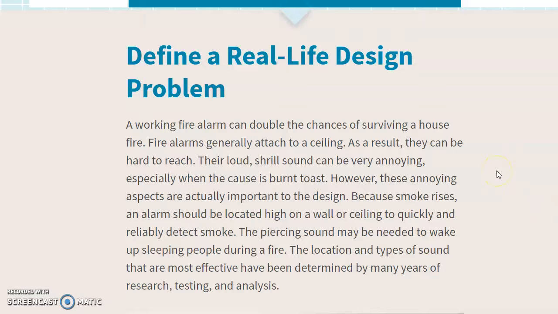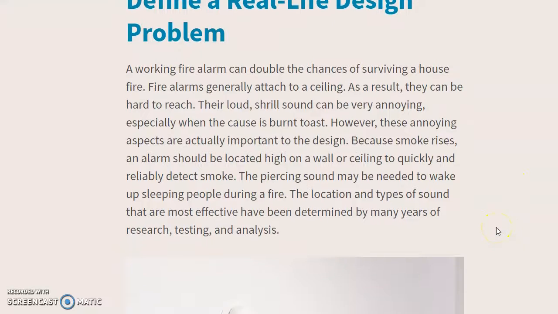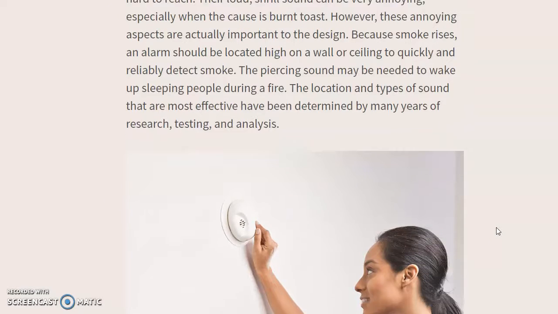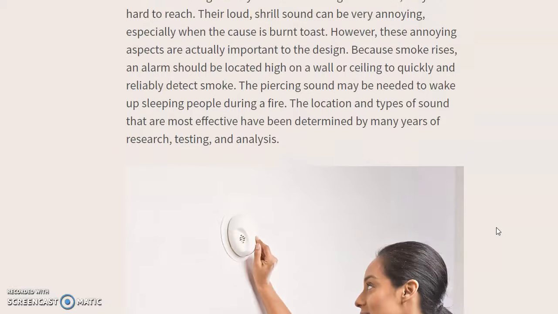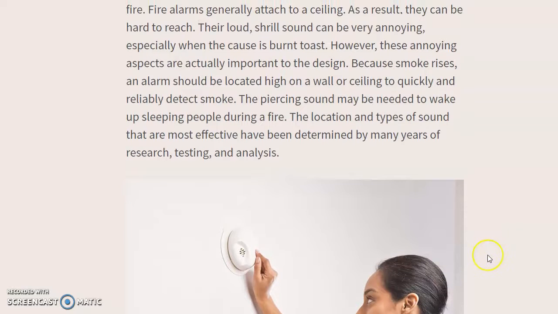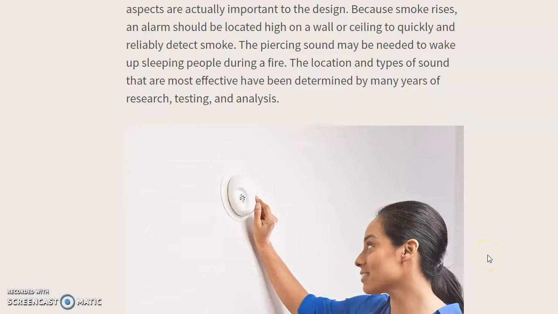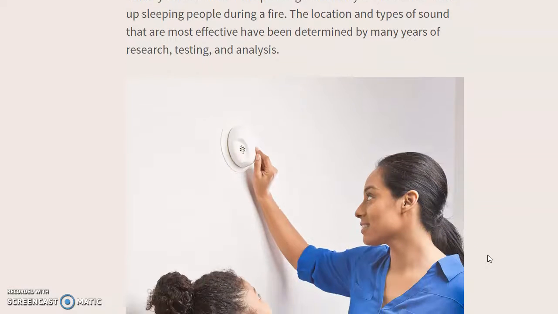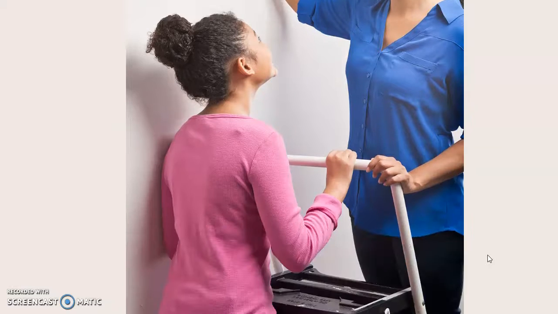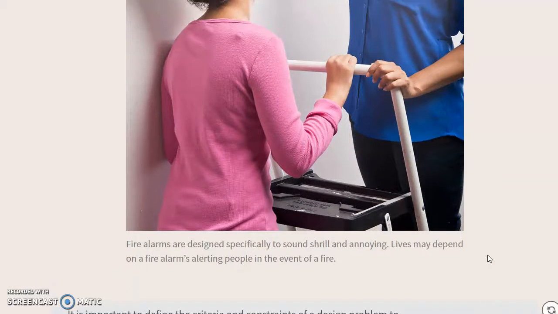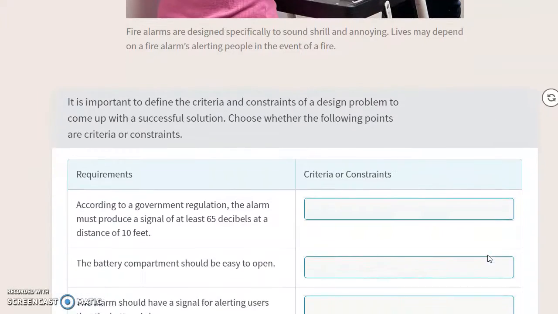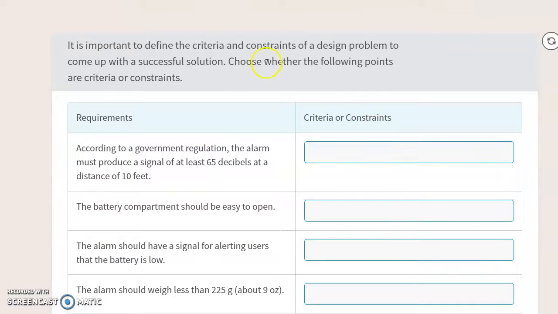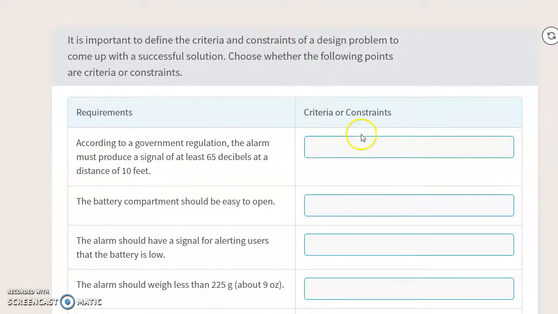Okay, so we're designing a real life design problem and defining it using Explore Explain. We're at the very end of Explore Explain 1, and then we're going to move on to Explore Explain 2. So now it's talking about how important fire alarms can be, that they need to be not hard to reach, and that they can be turned off, that they can be reliably used, and the trade off of research and testing and why they still have them on ceilings, because it could still be important to save lives. So it's important to always define criteria and constraints.